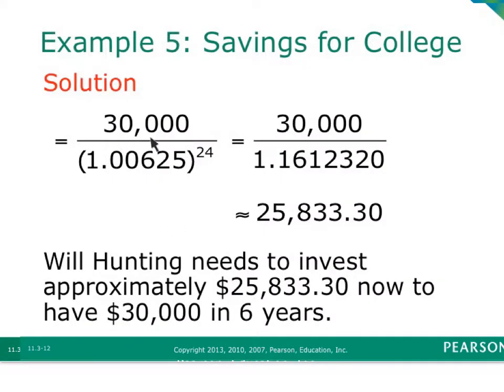Okay, so this is the amount that he wants in the future, the A. This is 1 plus R over N to the N times T. R over N was interest rate divided by 4. Okay, plus 1, and then N times T, it was 4 times 6, right? It was 24. So 30,000 divided by 1.161232. So he needs to invest about $25,833.30 to get $30,000 in 6 years if we do 2.5% 4 times a year.